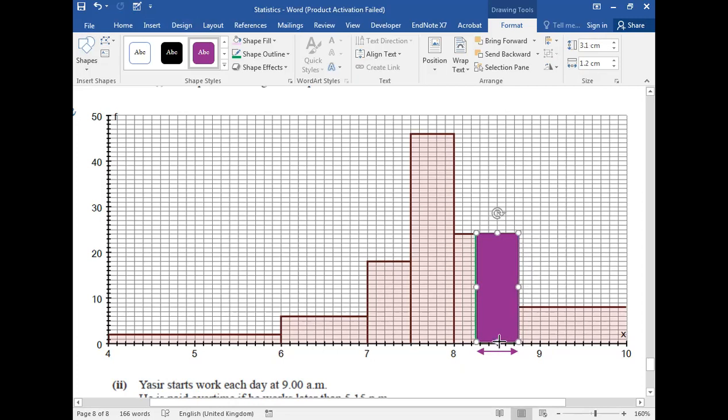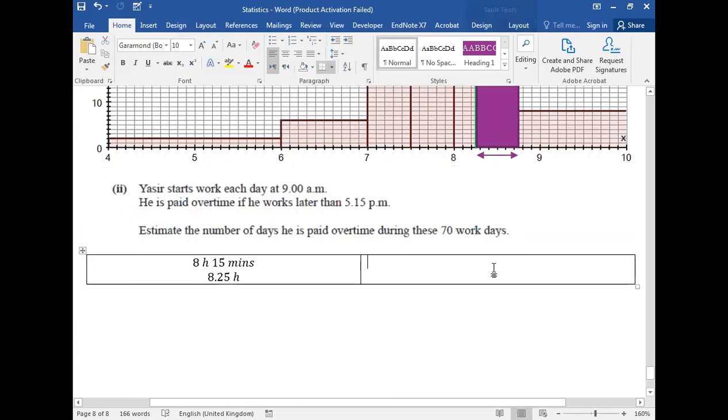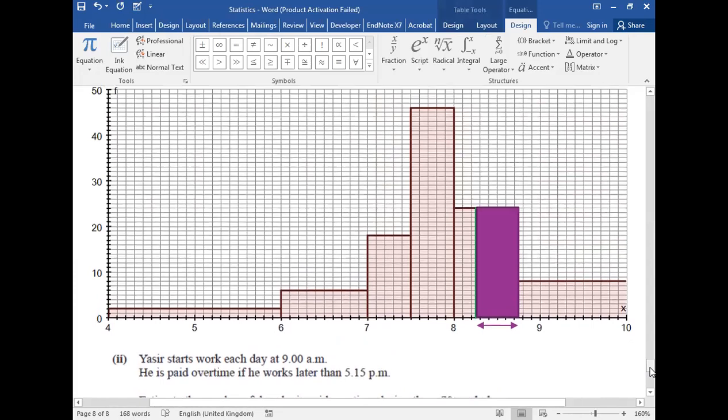How many days did he work for? You're telling me that the height is 24 and the width is 0.5. So how many days did he spend between 8.25 and 8.75? 24 into 0.5. So 12 days. 12 days were those when he worked for more than 8.25 hours and less than 8.75 hours. क्या इसको सिर्फ इन्हीं days का overtime मिलेगा?